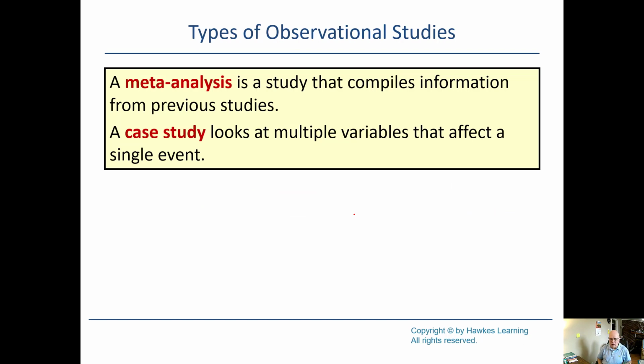Next, both of these are observational studies. Now, we're going to get back to this, but you have observational studies and you have another type, and we'll get to that in a moment. But for the observational studies, now this is fairly simple. The case study looks at a single event. The meta-analysis uses studies that have already been done.